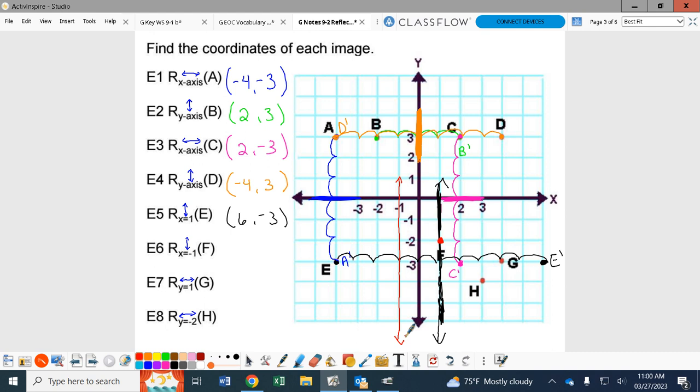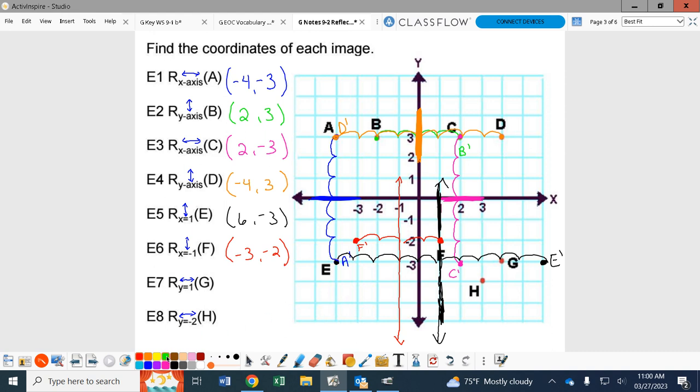How far away from that vertical line is this point? 2. So I got to go 2 here. 1, 2. There's my new point. That's F prime. That's going to be the ordered pair what? Negative, that's not a 3. -3, -2. Perfect. Okay, guys, last two are going to reflect across a horizontal line.